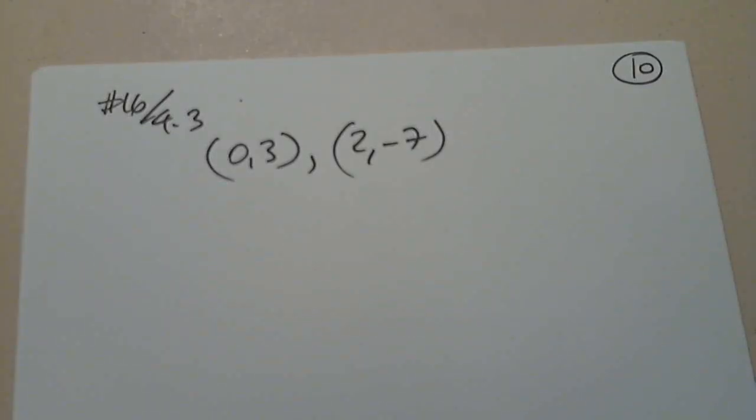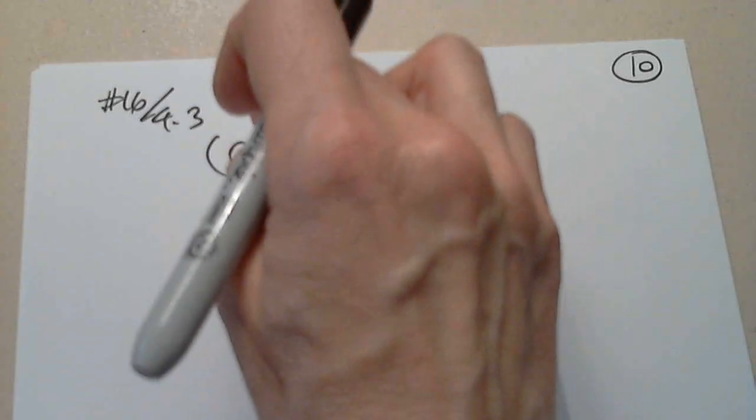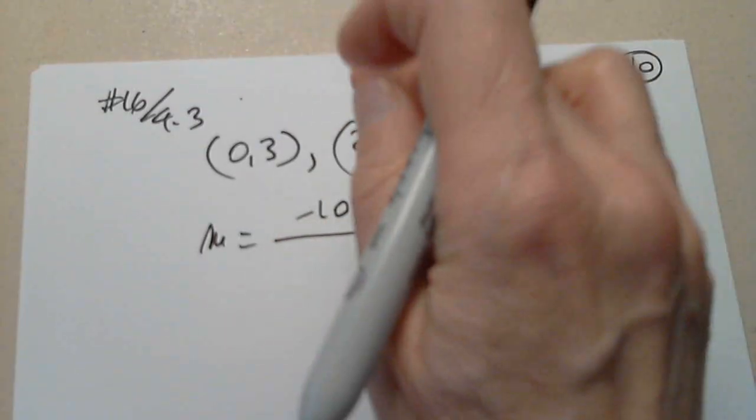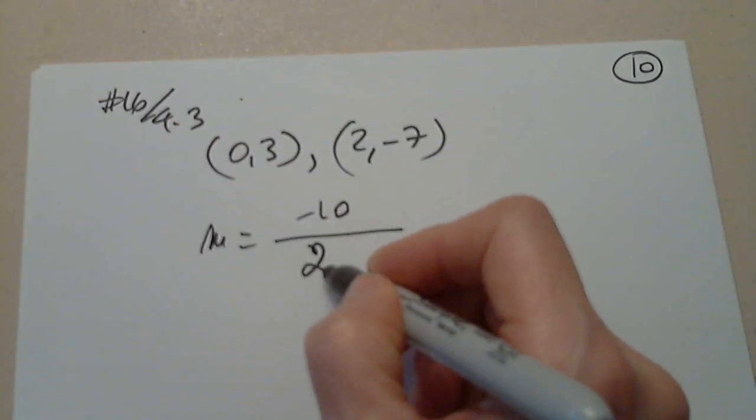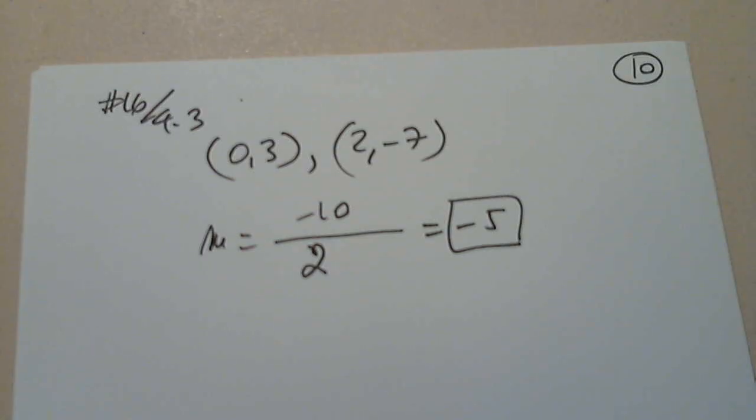Very good. So let's find the slope. Negative 7 minus 3, 2 minus 0. So the slope is negative 5. You do not need more than 2 points. With 1 point, you cannot do anything, but 2 points will define the line, and we can find the slope.